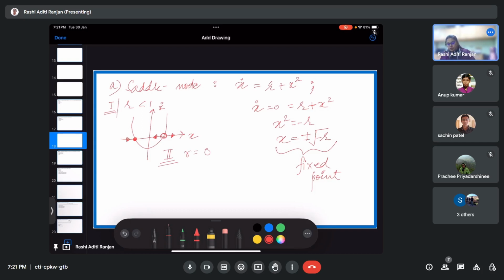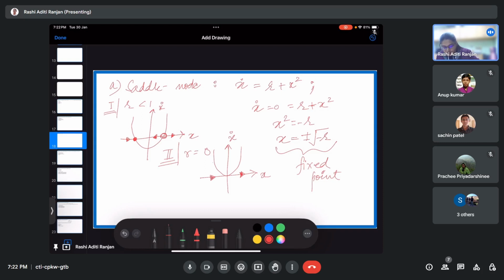So for r is equals to 0, what is going to happen? There is going to be only one fixed point, which is x is equals to 0, isn't it? Now the question arises whether it will be a stable fixed point or an unstable fixed point. Again, here the velocity is positive. So what is going to happen? It is going to take it away. Here again the velocity is positive towards it.